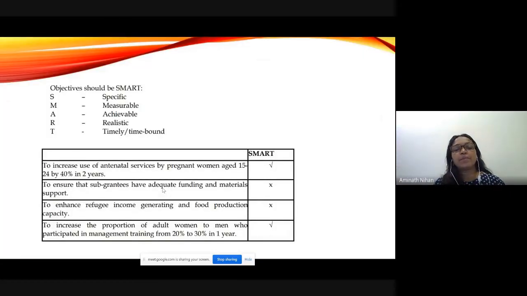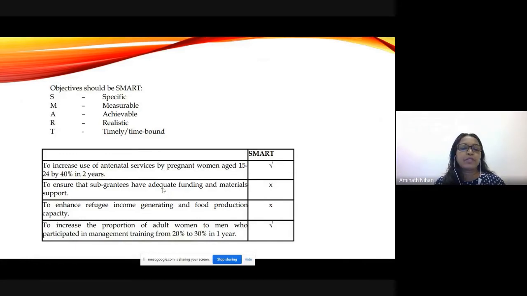So here are some examples of some objectives that are specific. Some objectives that are SMART, I have put a tick there. I have put a cross for the ones that are not SMART. Okay, for example, first one, to increase use of antenatal services by pregnant women aged 15 to 24 by 40% in 2 years, right? Something that you can actually achieve, right? There's a tick, it's a SMART one. In the second and third one, you can see it's not time bound.